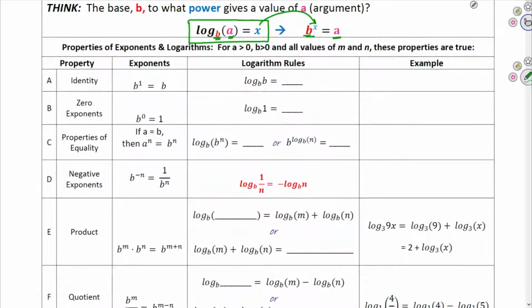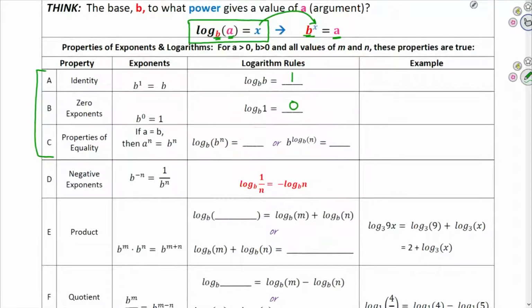These first three we've hit in a previous video. So simply put, b to what power is b? It's equal to 1. That's the identity property. B to what power is 1? Well, any base to the 0th power is 1. So log base b of 1 is 0.